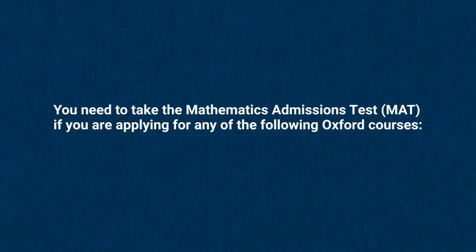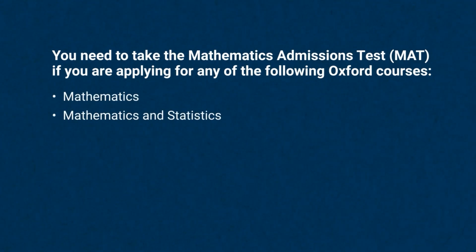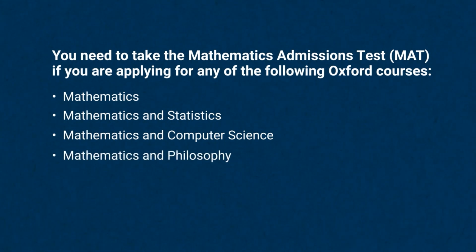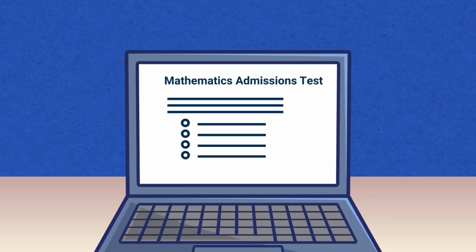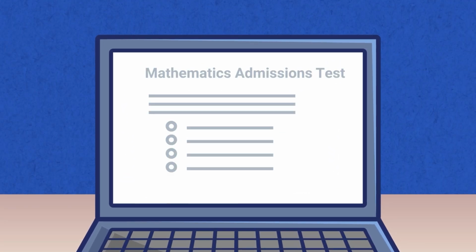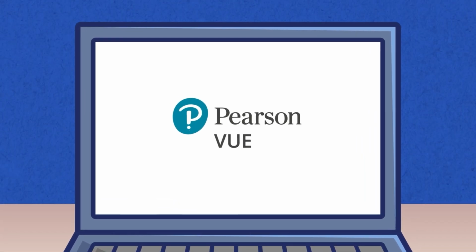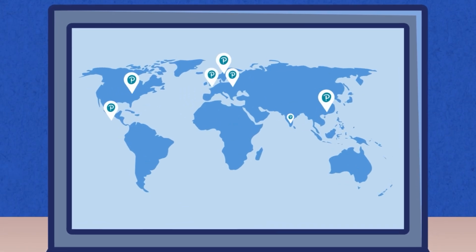You need to take the Mathematics Admissions Test, also known as the MAT, if you are applying for any of the following Oxford courses: Mathematics, Mathematics and Statistics, Mathematics and Computer Science, Mathematics and Philosophy, Computer Science, or Computer Science and Philosophy. The Mathematics Admissions Test is an online test delivered on behalf of Oxford University by assessment specialist Pearson VUE. This means you need to register for your test and book to take it at a nearby Pearson VUE test centre.